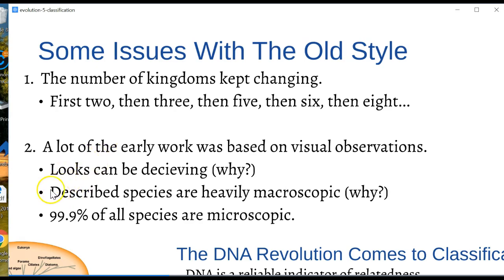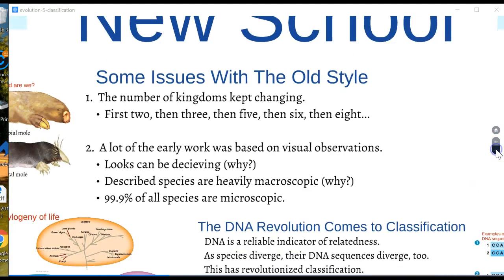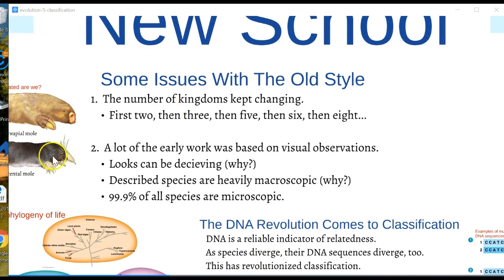The second issue, or related to that, is that described species are heavily macroscopic, and that's just because we can see them. And it turns out that almost all of the species on the Earth are microscopic. So it's curious that we have an organizational system based on what we can see, whereas most organisms on the Earth are so small that we can't see them.